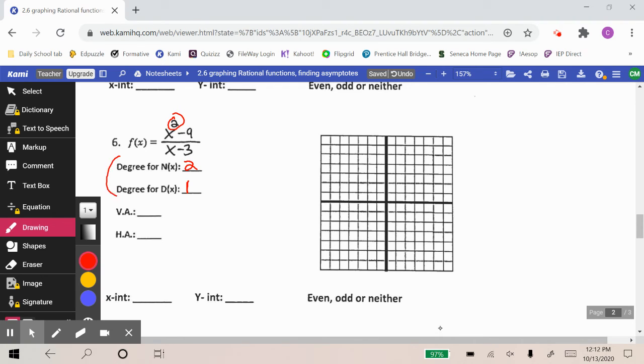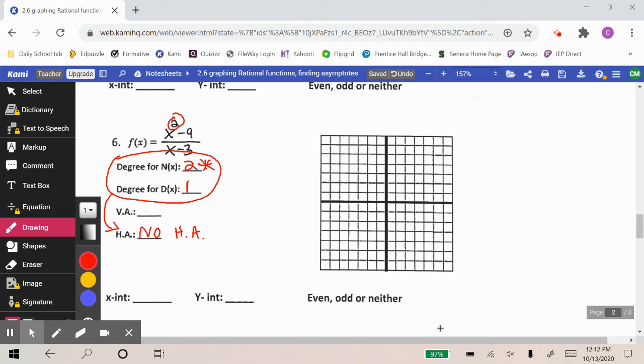Now, here's kind of the connection here. The HA for this, when it's bigger up top, there is no HA. And in fact, a lot of times the HA is going to be replaced by a slant asymptote. But we'll do that tomorrow in class, go over what a slant asymptote is, which hopefully you did last year.